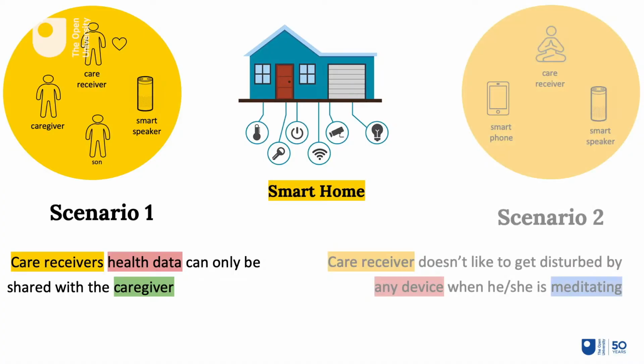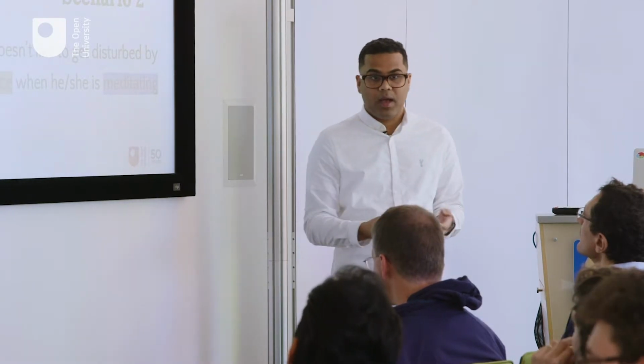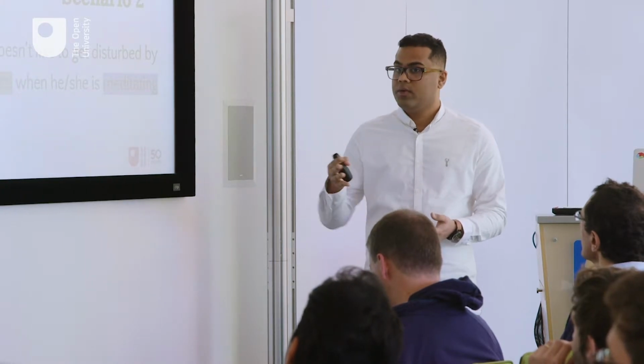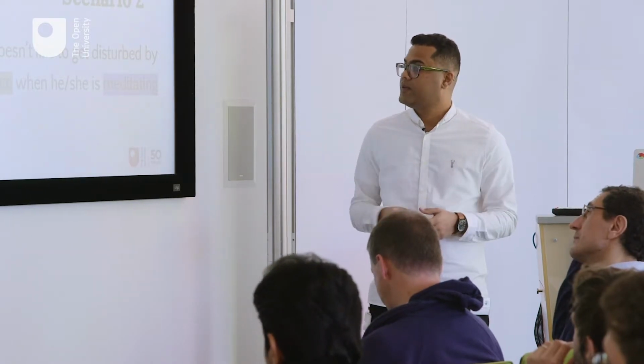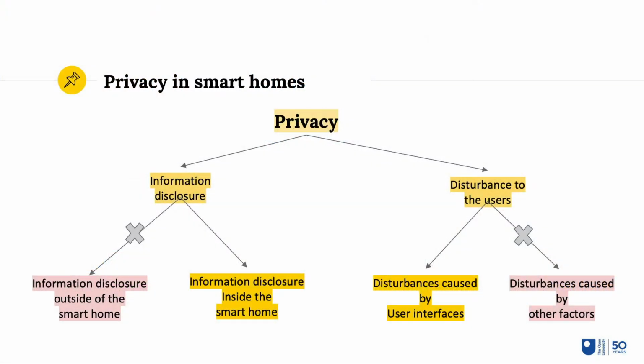The second scenario is that the care receiver has a preference not to get disturbed while he or she is meditating. This is the other spectrum of privacy, where it's about the right to be let alone, that you need to be in peace. There are smartphones and smart speakers everywhere in a smart home, and there's a risk of your privacy being violated because someone else could call you, some notification could go up. So there's this risk of privacy being breached. These are the two types of privacy I'll be talking about. I'll talk more in detail in the next slide.